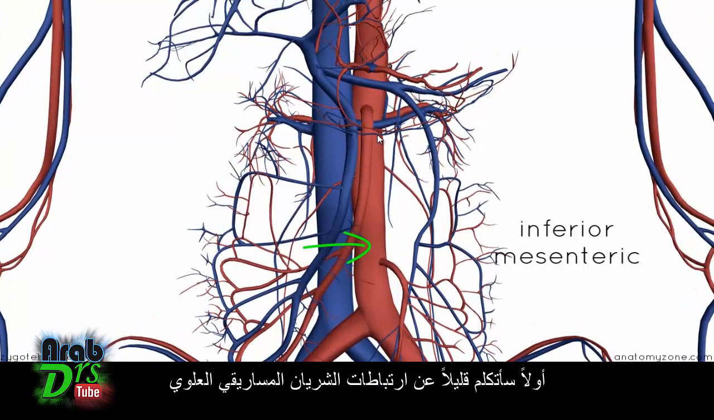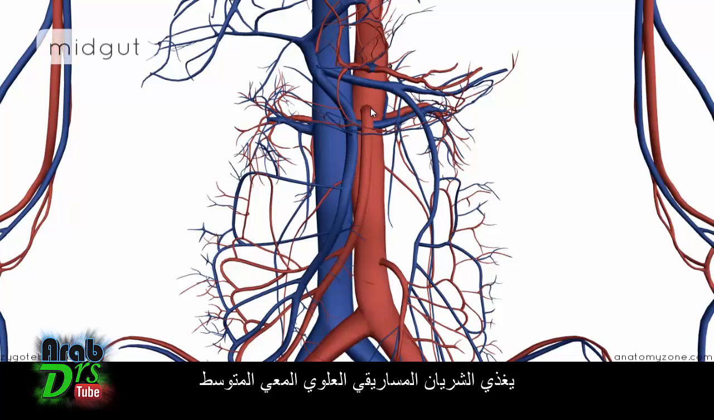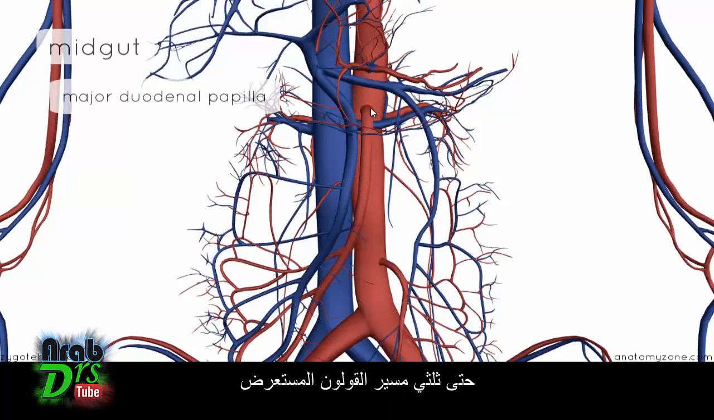First I'll talk a little bit about the relations of the superior mesenteric artery, and then I'll talk about the branches. The superior mesenteric artery supplies the midgut. The midgut is the section of the intestine which runs from just below the major duodenal papilla to two-thirds of the way across the transverse colon.